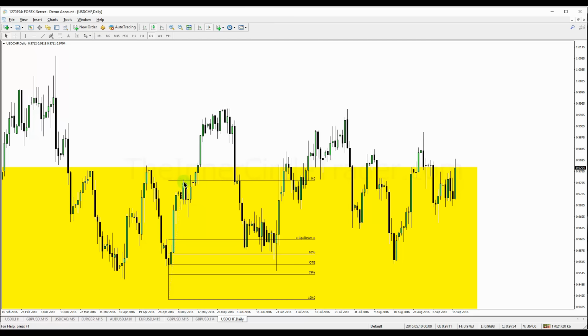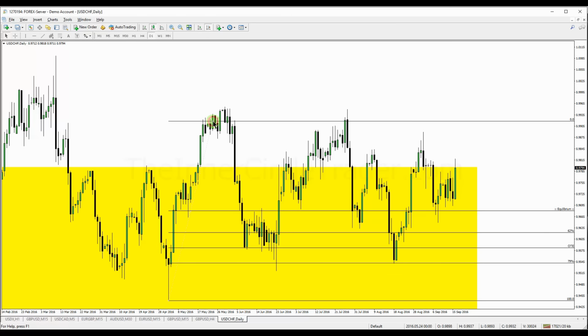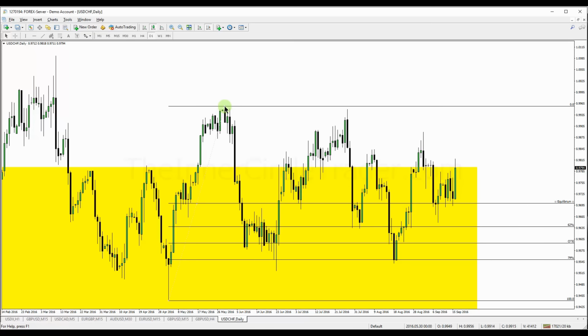Next price leg we look for. Okay, we have this price leg here. We're only focusing on inside the yellow area. That's the shaded discount portion of this market. The dollar Swissy. This current market is at a discount below this line here. This is equilibrium, the top of that yellow shaded area, and below it is discount.